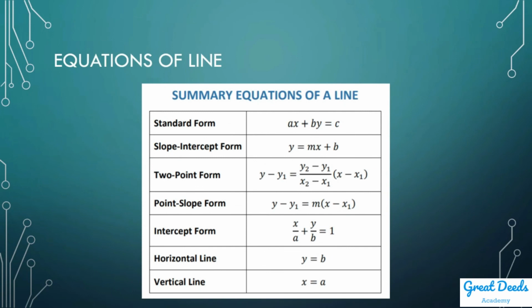So this is the summary of equations for a line. This is the standard form. This is the slope-intercept form, the two-point form, the point-slope form, the intercept form. This is the equation of your horizontal line, okay? Horizontal line. And this is the equation of your vertical line.